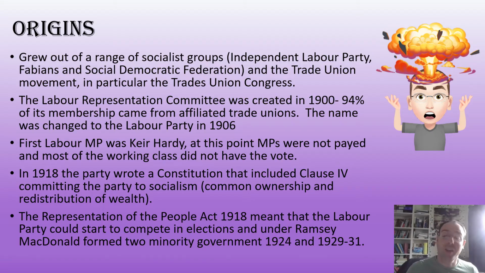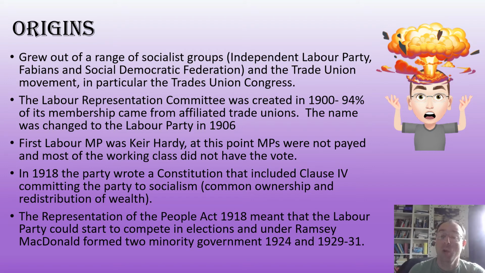It started with individual unions joining up, and then they moved to the Trades Union Congress, and it was when they got support from that that the early stages of the Labour Party became a reality. The first stage was the Labour Representation Committee, created in 1900 with the aim of gaining working class representation in Parliament. And 94% of the membership of the LRC came from affiliated trade union members.